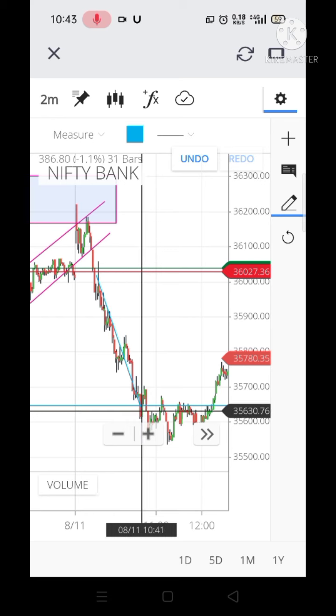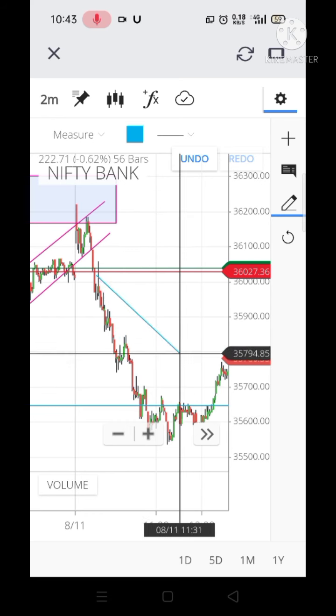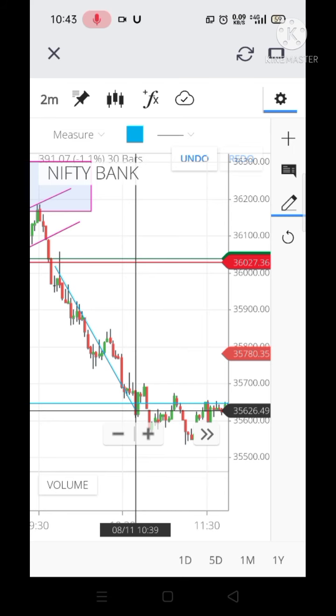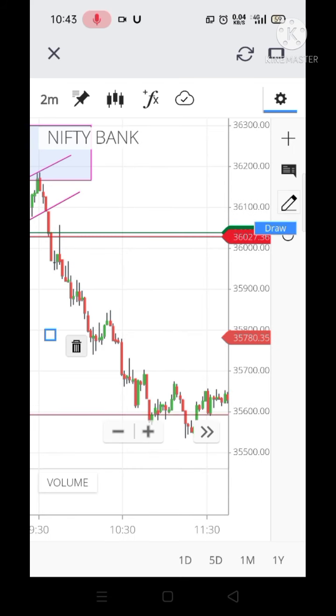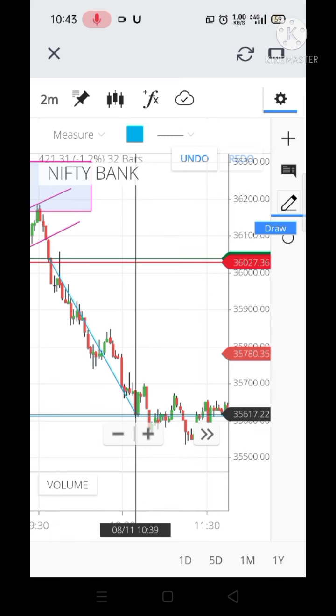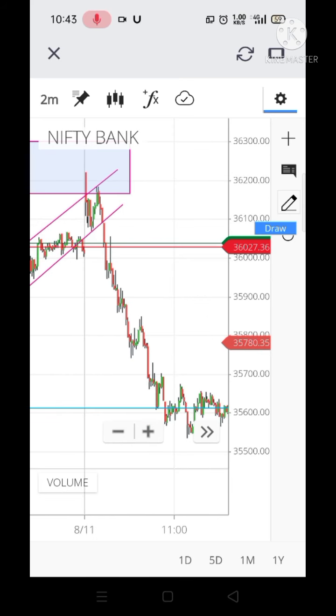This is the 10:39 candle, this one. This red candle is 10:39, and just at the low I booked my position, target profit. That was 400 points.